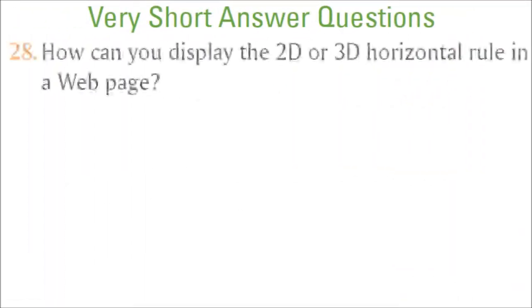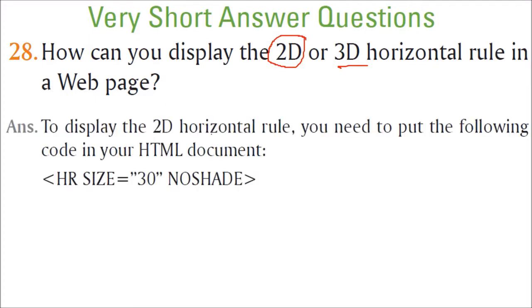We'll see the very short answer questions in HTML. Let us start with the first one. How can you display the 2D and 3D horizontal rule in a web page? HR. So the 3D is by default, but when you want to show 2D, you can display the 2D HR. So you have to put this code into your HTML document: HR, then size, any you want, and then noshade. Actually, if I draw a line between these two, question and answer, then this is the horizontal rule. So it can be of 3D representation or 2D. So if you place noshade, it will be in 2D. Otherwise, it will be in 3D.